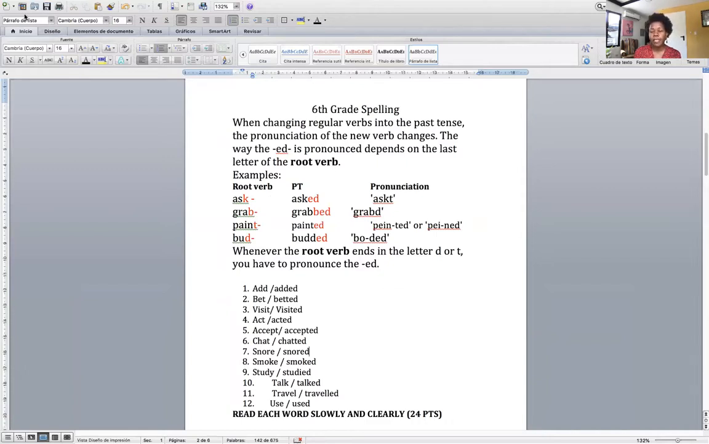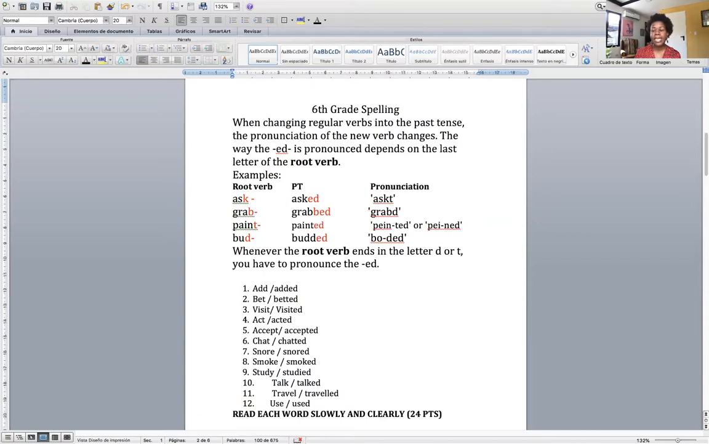So let's look at the examples. I gave you 4 examples here. Let's look at the first one. The first root verb is ask. The past tense, PT stands for past tense, will be asked. You just add ED. But how do you really pronounce this? You pronounce it "askt," as if it has a little T at the end, okay? That's how you pronounce it. You do not say "ask-ed." That would be incorrect. Ask, asked, okay? Got it? Good.